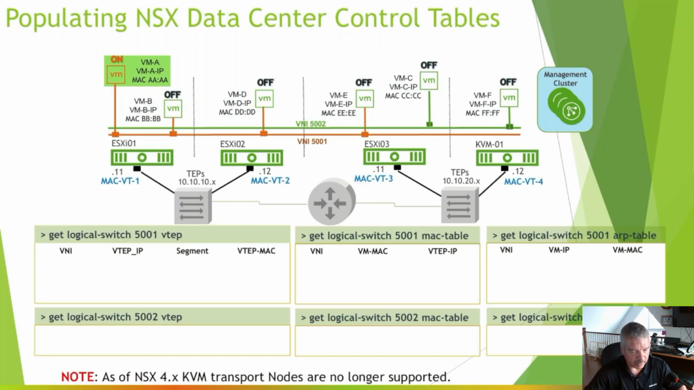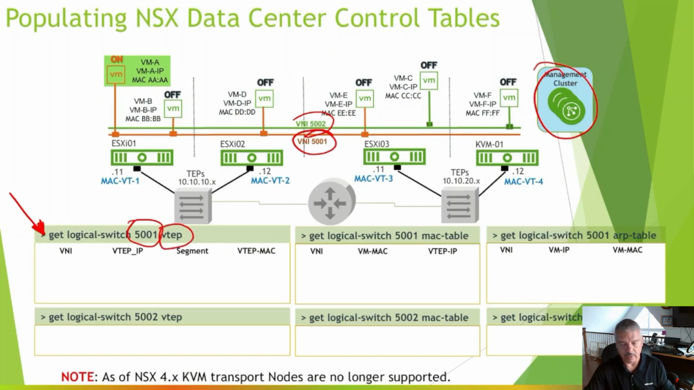So here they're showing me the command I can run on my NSX manager. I go into the command line and I can type in get logical switch 5001. So I got to know the VNI. And then I just want to look at the VTEP tables. If I want to look at the MAC table, I type get logical switch 5001 MAC table, and then last but not least, if you want to look at the ARP table, get logical switch 5001 ARP table. So again, there are the commands you can run.